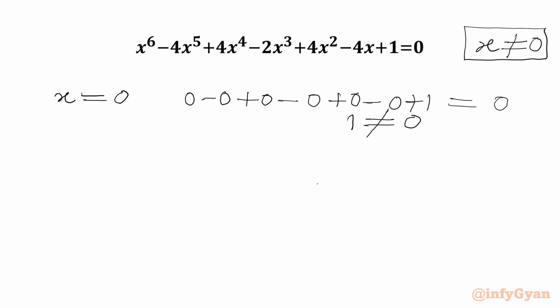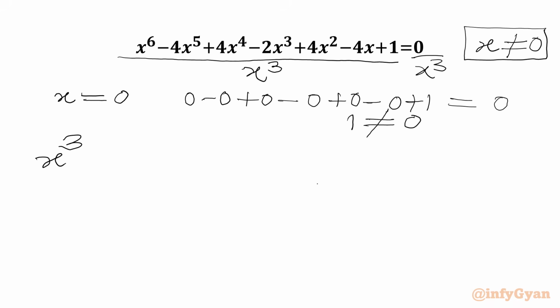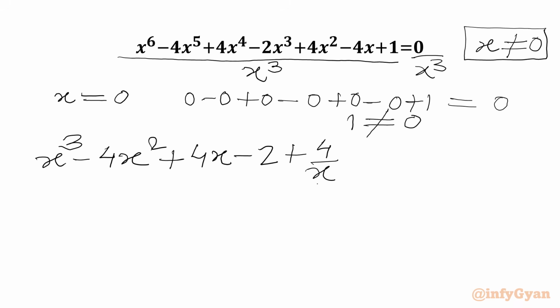Now we will divide both sides by x cube. So let's divide by x cube both sides. x power 6 over x cube minus 4x power 5 over x cube minus 4x square plus 4x power 4 over x cube plus 4x minus 2x cube over x cube minus 2 plus 4x square over x cube plus 4 over x minus 4x over x cube minus 4 over x square plus 1 over x cube equal to 0 over x cube will be 0.